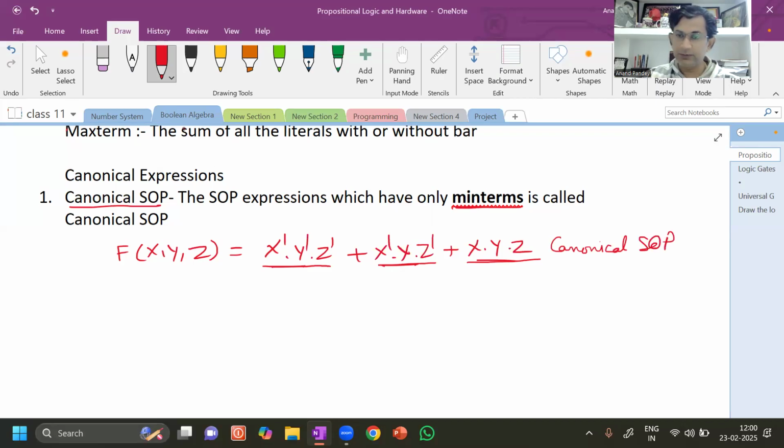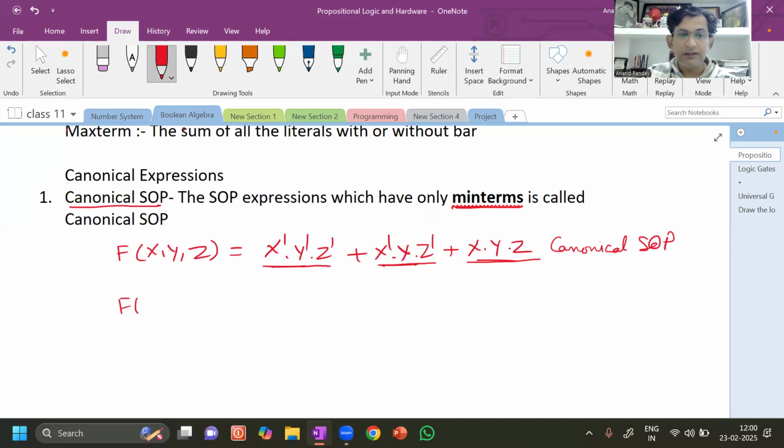समझ बात SOP है, but specific इसमें क्या है? Since all the terms are min terms, that's why it is specifically called canonical SOP. Such expressions are called canonical SOP. Let me explain with one more example.